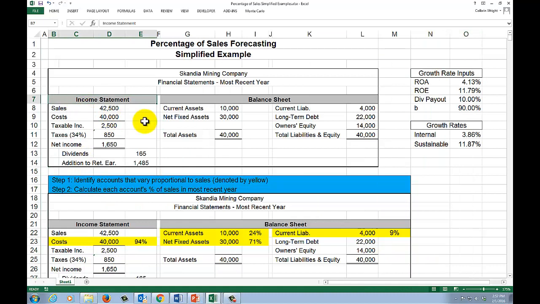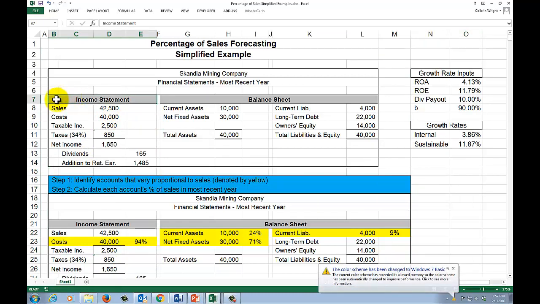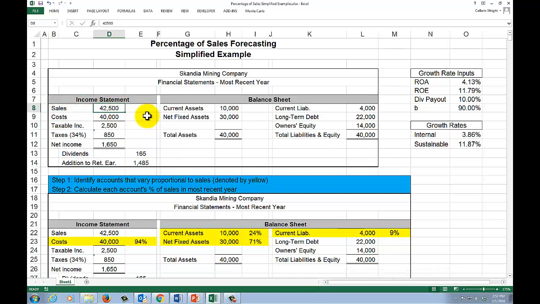What I've done is I've created a fictitious company, and I'm showing you last year's financial statements. So you can see over here is the income statement, $42,500 of sales, costs of $40,000, which gives taxable income of $2,500. I'm going to apply a 34% tax rate, which is taxes of $850. That leaves us with net income of $1,650, and then we're going to assume a 10% dividend payout ratio, which means 10% of the net income will get paid out in the form of dividends. That means the rest of the net income is going to go to retained earnings.